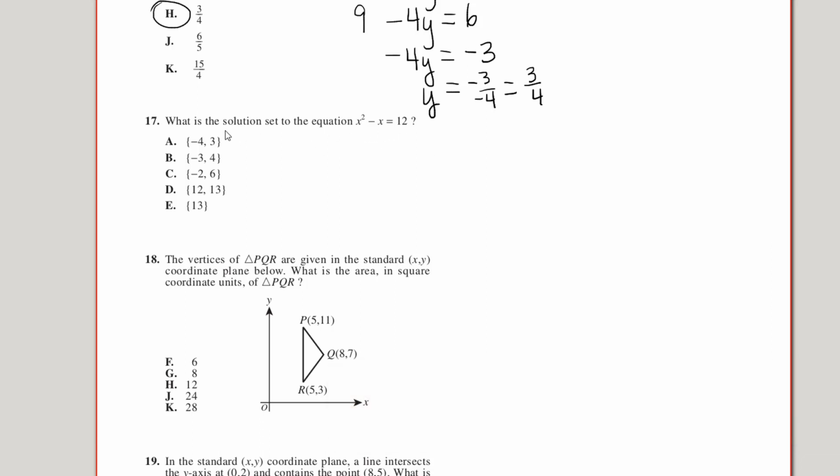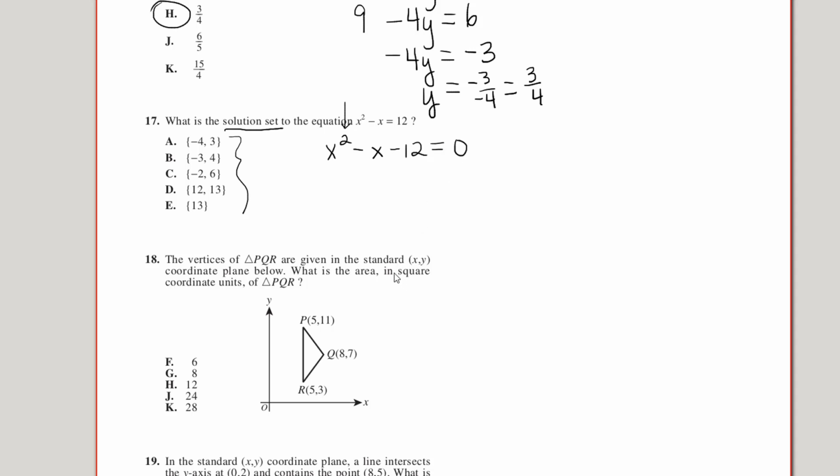Question 17 says, what is the solution set to the equation x squared minus x equals 12? Solution set, don't let those words confuse you. If you glance at your answer choices, you see that we're just looking for values that solve this equation. To solve a quadratic, which is what this is when it's raised to the second power, I want to put everything on one side and set that equal to 0, and I get that by subtracting 12 from both sides. Set that equal to 0.